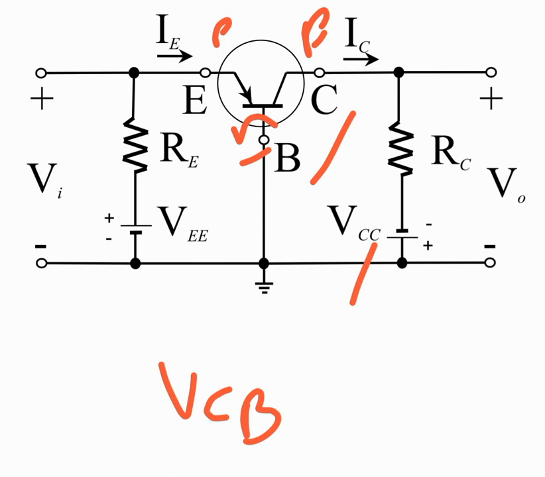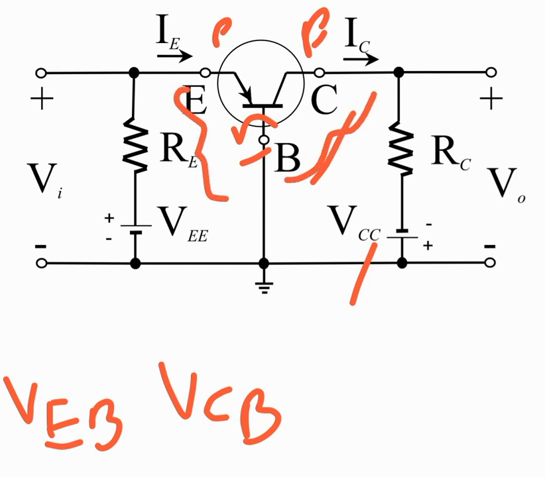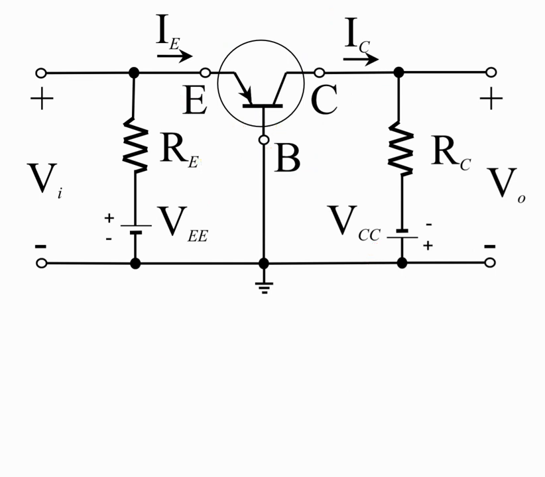Okay, so you have two voltages, VEB and VCB. When you have this junction forward biased and this junction reverse biased, the transistor is biased in the active region, and that's how the circuit will function. So that is how the circuit will work.